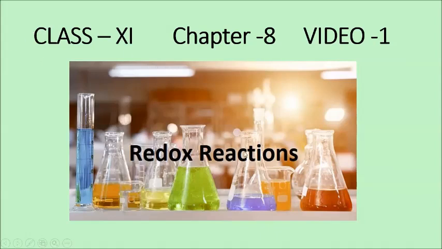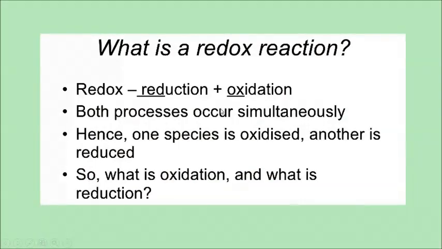Before starting this chapter, we have to understand what is meant by these redox reactions. The word comes from red plus ox, that is, red means reduction and ox means oxidation. So in a chemical reaction, if both these processes, reduction as well as oxidation, take place simultaneously, we say that type of reaction is a redox reaction. That means one of the species is getting oxidized and the other one is getting reduced.